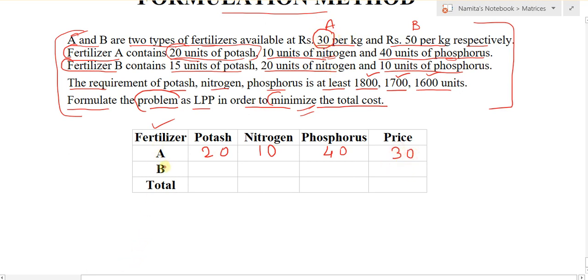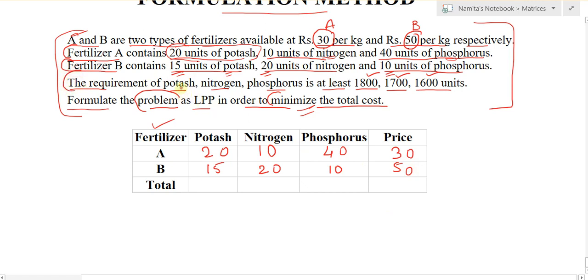Now next we'll move to fertilizer B. Now fertilizer B contains how many units of potash? 15 units. Nitrogen, it contains 20 units. And phosphorus, it contains 10 units. And the price of fertilizer B is how much? 50 per kg. Clear?